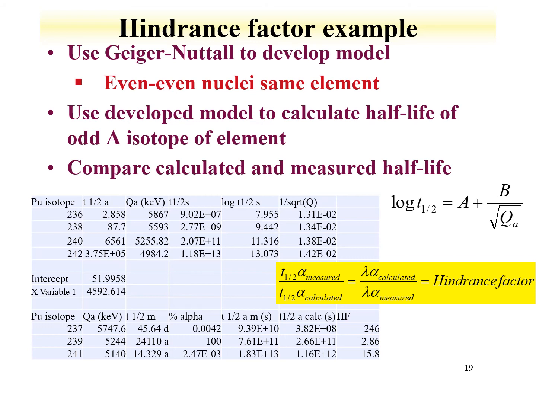So we have a measured half-life. We have the Q value, taking the inverse of the square root of the Q value. We insert that into the Geiger-Nuttall equation using the intercept and slope variables that were determined from the even A isotopes. We get a calculated half-life, which is shown here. And from these values, the measured half-life divided by the calculated half-life is equal to the hindrance factor, shown as HF. And we see we get values from 250 to about 3.